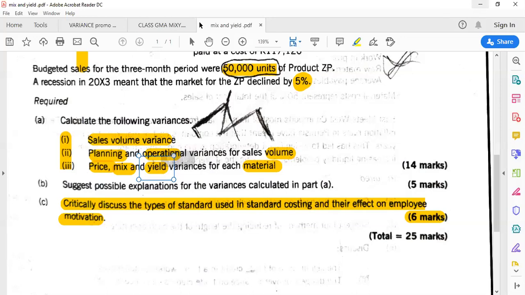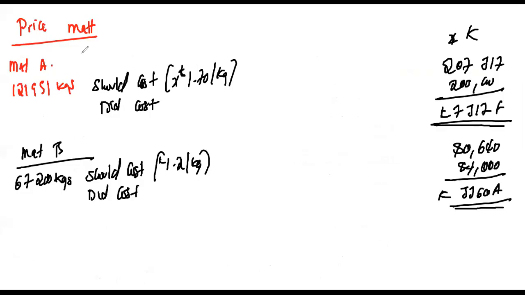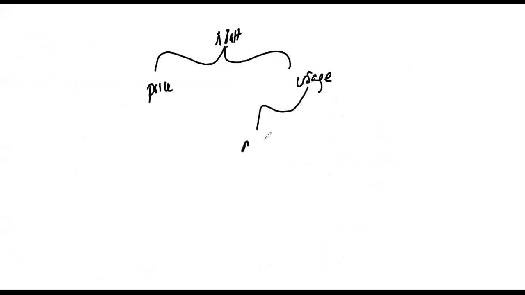So if you don't like formulas, here you have no choice but to learn. Because if you don't learn the formula, there's a higher chance that if this question comes up, you will fail. So we have price, we have usage, and then on the usage, we have the mix, and then we have the yield.